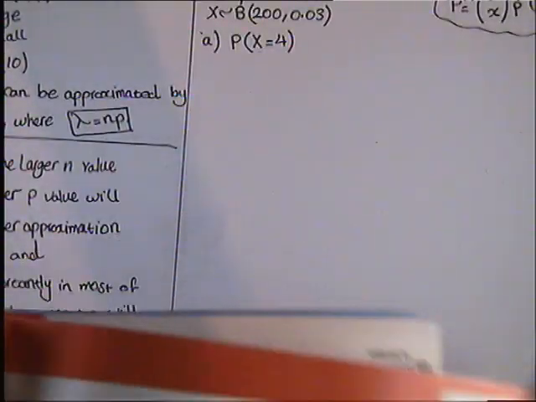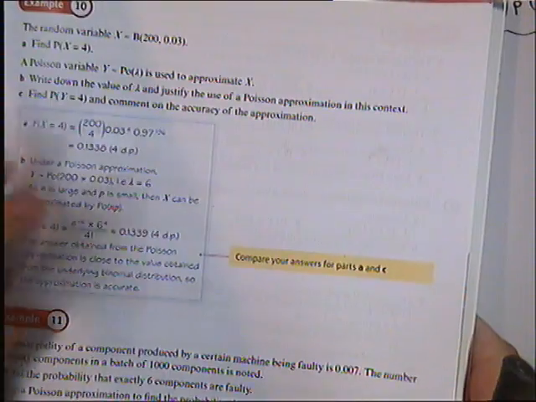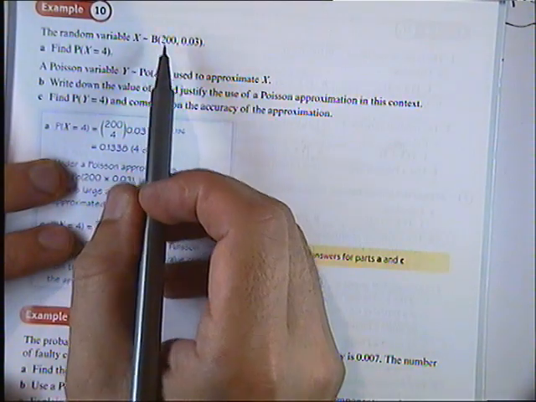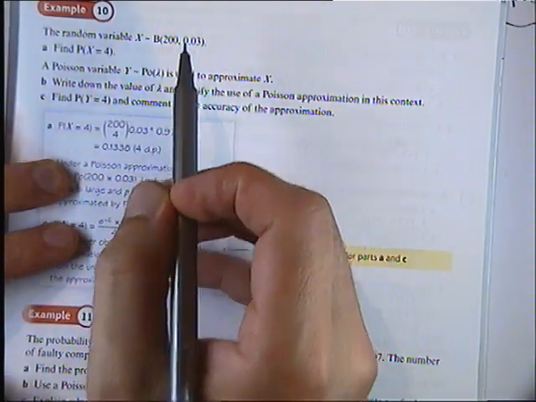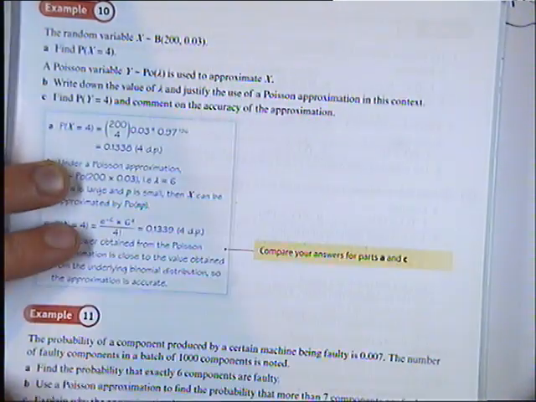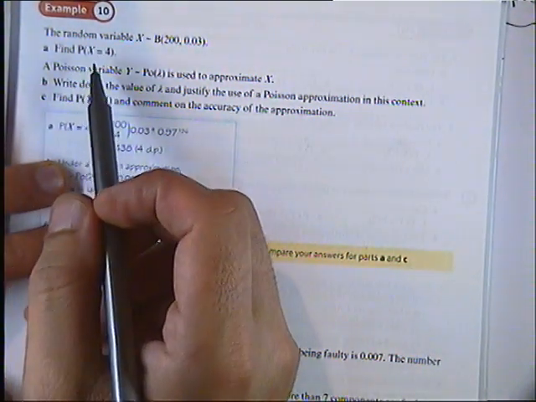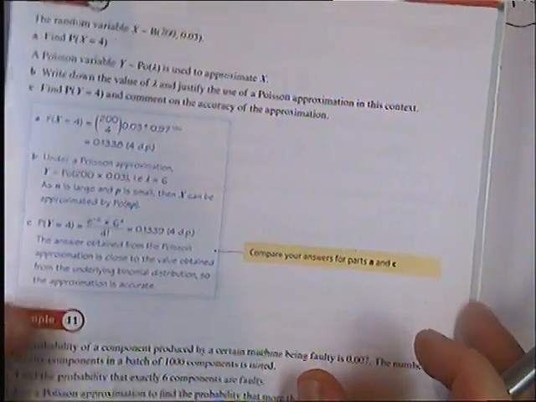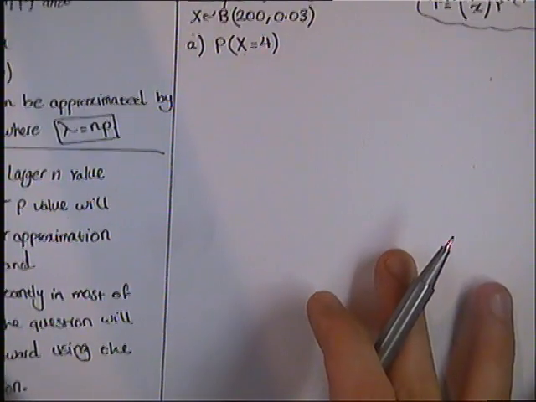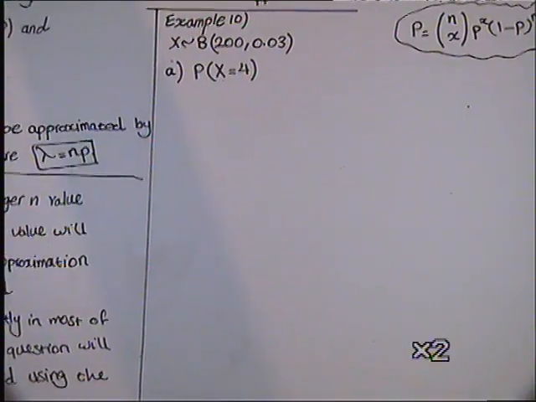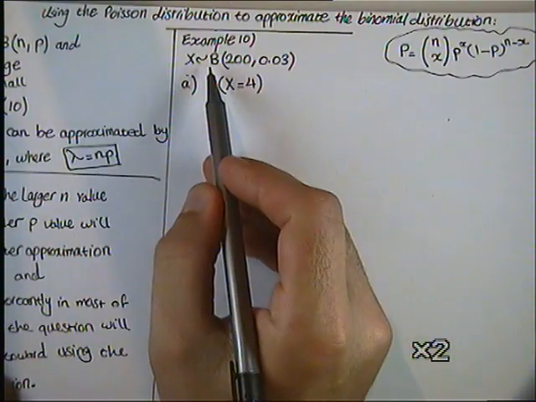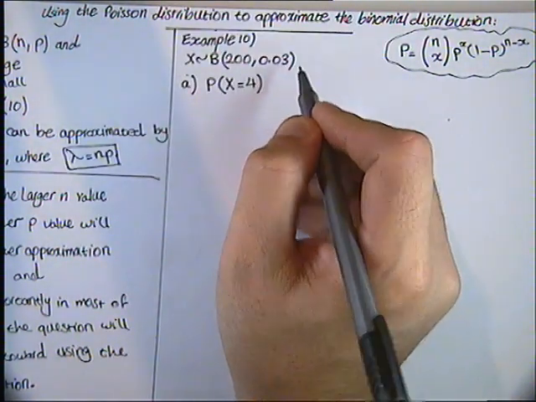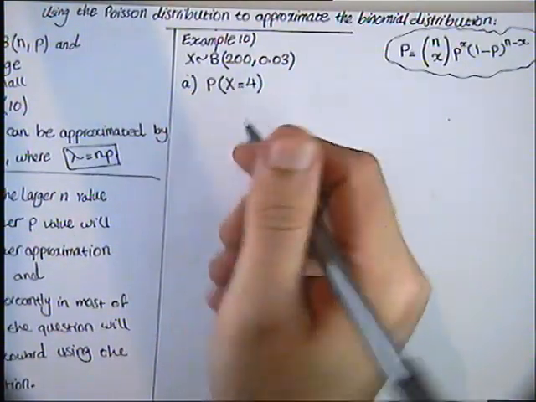Okay, so let's look at example 10 from the textbook. The random variable X follows the binomial distribution with number of trials 200 and probability of success 0.03. Find the probability of X equal to 4. I have already written the question here just to save our time.